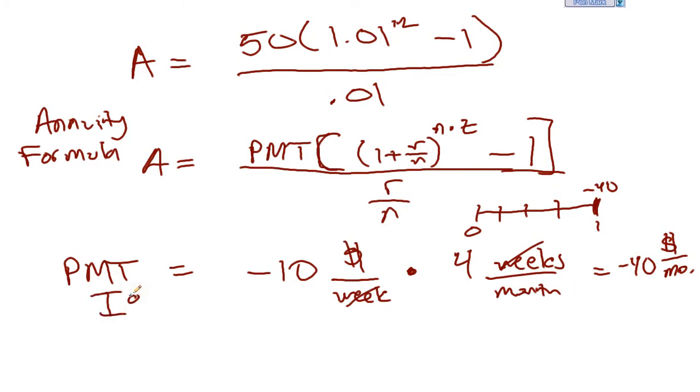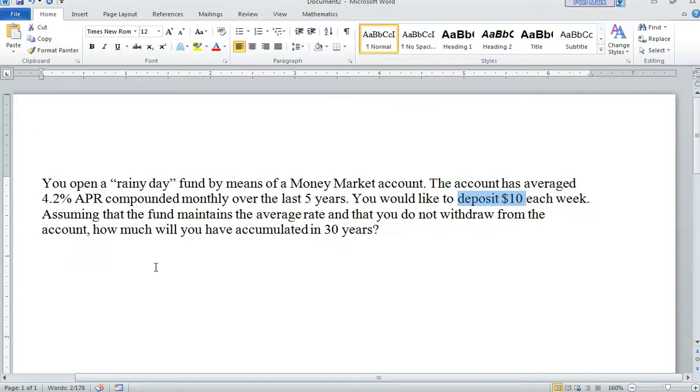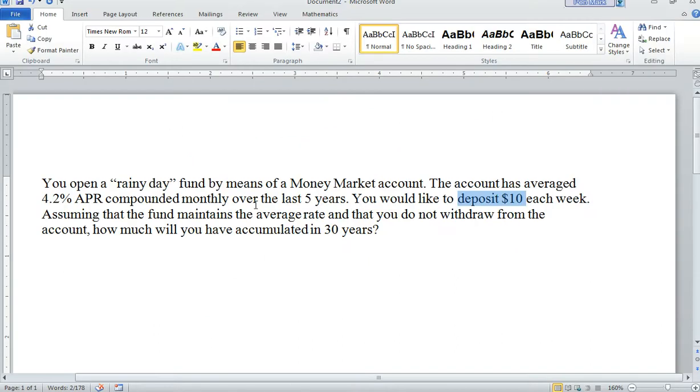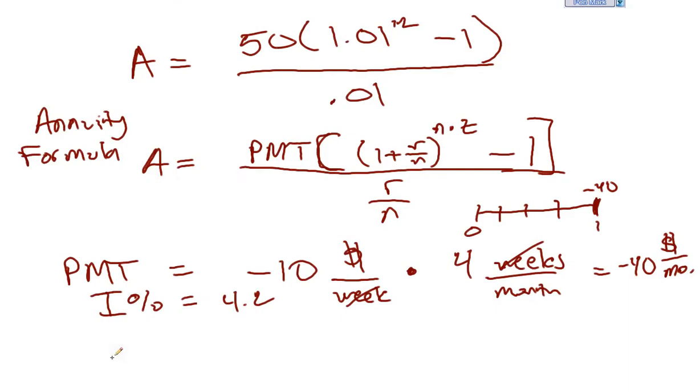So we're also told that we have 4.2%. So our I percent in this problem is not 12, 4.2, excuse me. Our compounding period is monthly, so we have 4.2%. That's been the average over the last 4 years. We're assuming we don't withdraw from the account, and we're going to see what we have accumulated in 30 years.